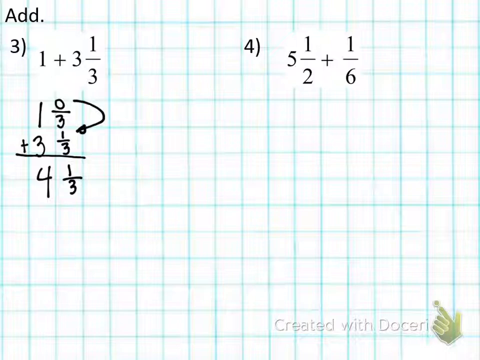We got 5 and 1/2 plus 1/6. Okay, so the first thing we want to do is write it as a vertical problem. 5 and 1/2 plus 1/6, right? Turn to your neighbor, tell them what you should do next to the 1/6. Okay, what should we do? 0. What's that 0 called? The what marker? Placeholder, right? Or place marker, right? Okay.